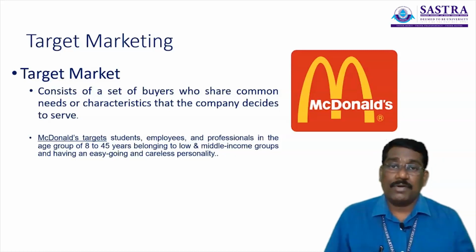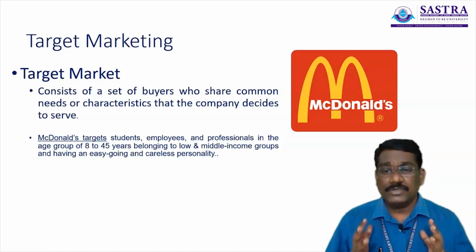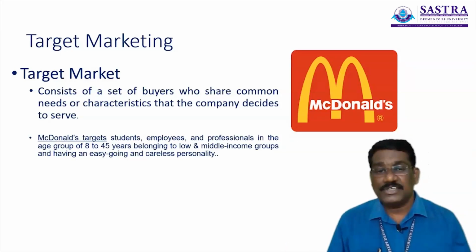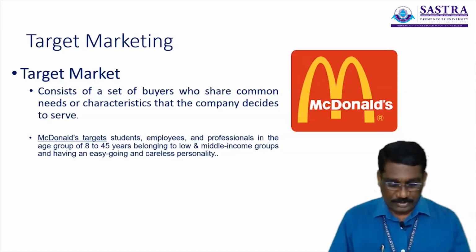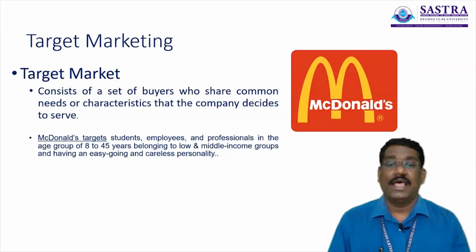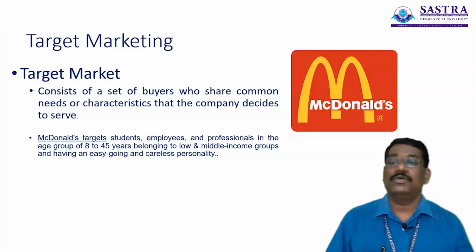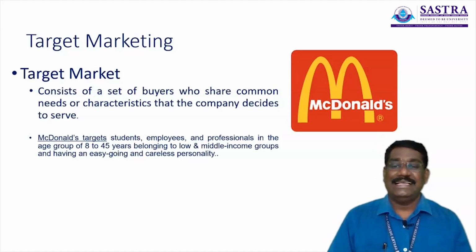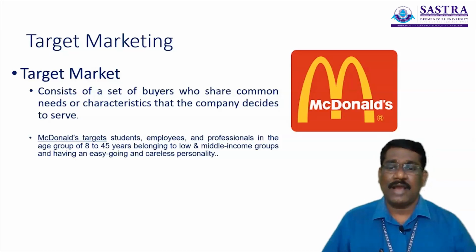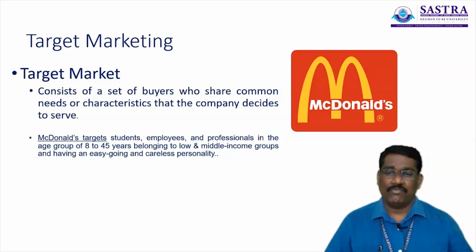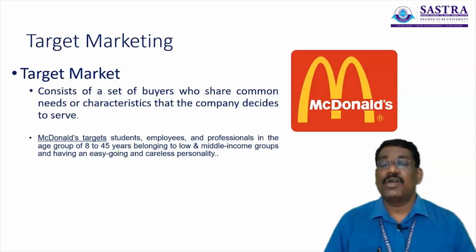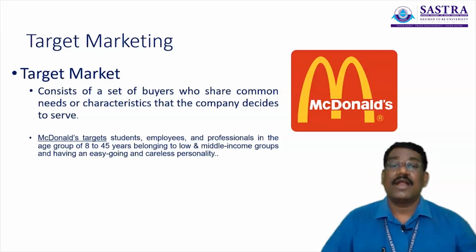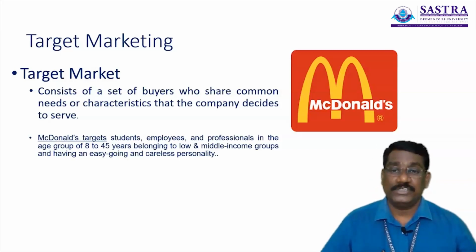For example, let's talk about McDonald's. McDonald's tries to target basically students, employees and professionals, between the age group of 8 to 45 years, and low and middle income groups, and of course those people who are easygoing and outgoing, with a fun loving, and sometimes we call it a careless personality. It does not mean careless in the sense that they are outgoing and very social in nature.